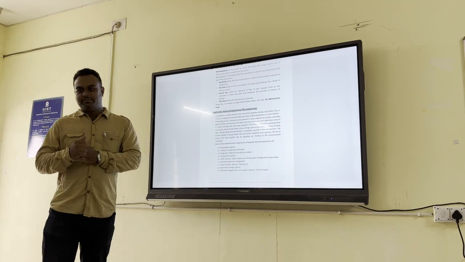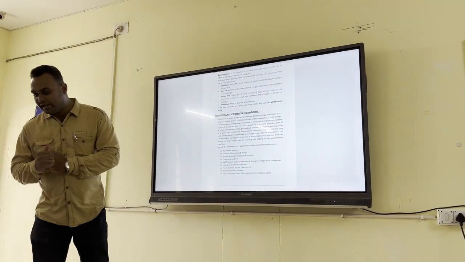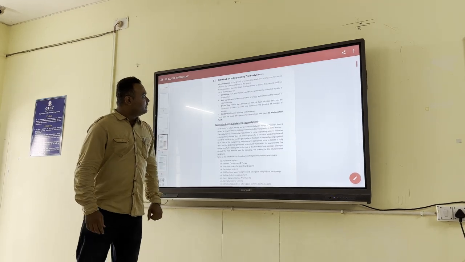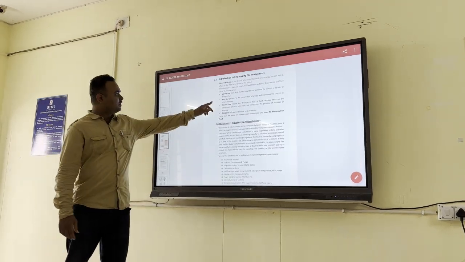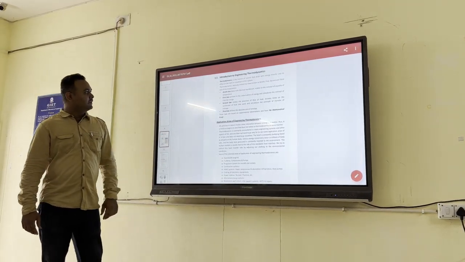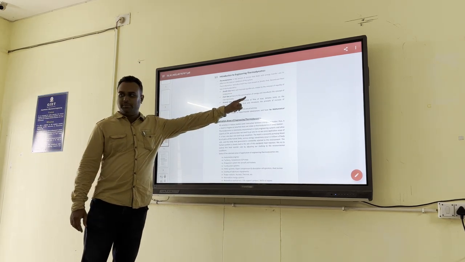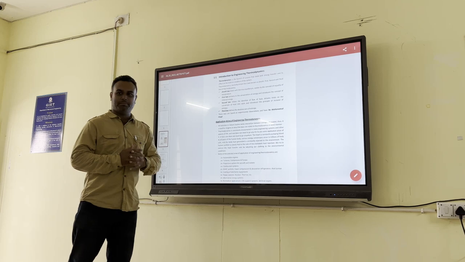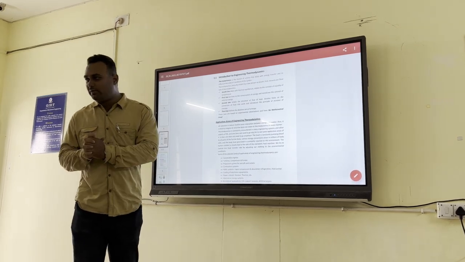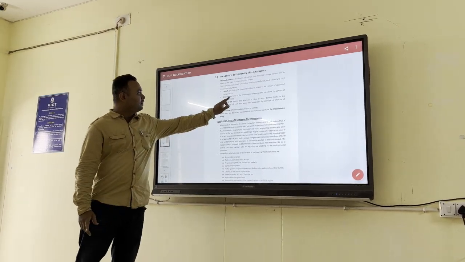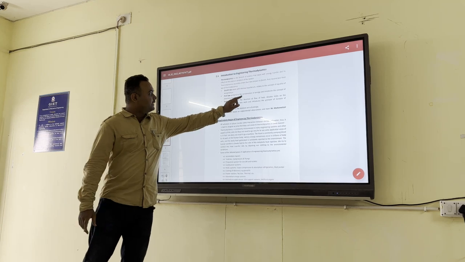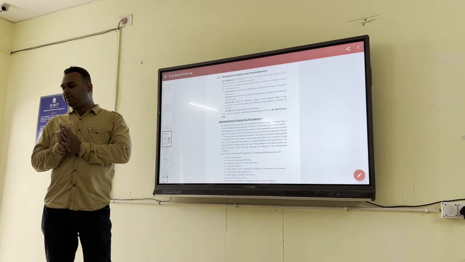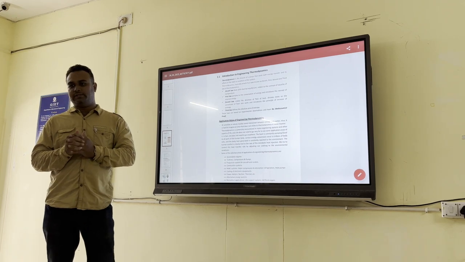So in thermodynamics, there are basically four laws. The first law is the zeroth law that deals with thermal equilibrium, and it relates the concept of equality of temperature. And the second one is the first law, which pertains to the conservation of energy and introduces the concept of internal energy.